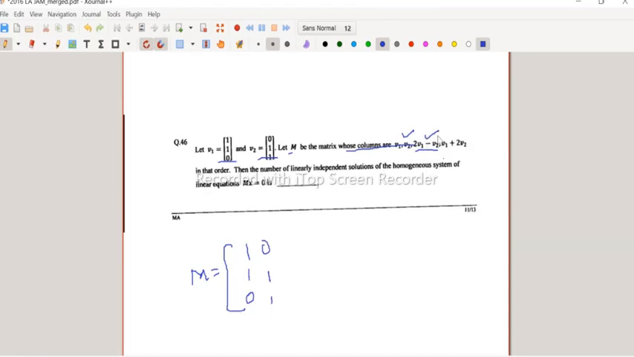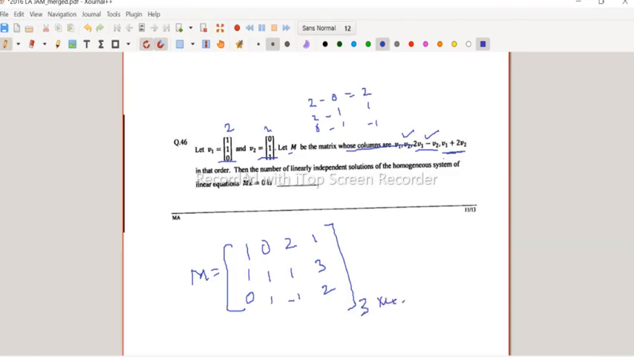Now the third column is 2v1 minus v2. That is, we have to multiply by 2 and then subtract this. Therefore, 2 minus 0, 2 minus 1, 0 minus 1. Therefore, we get 2, 1, minus 1. So that is the third column. Now the last column, we have to multiply by 2 here and then sum. Therefore, multiply by 2, sum is 1, 2 is 3, and then 2. So this is a matrix. This is a 3 by 4 matrix.